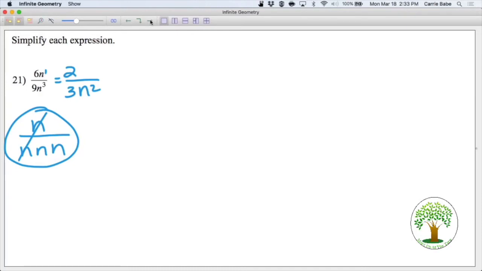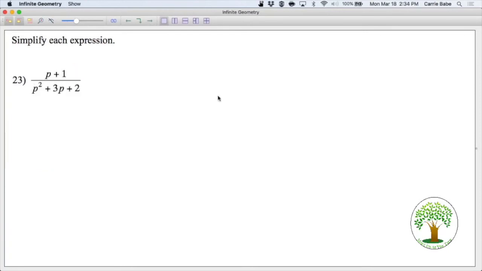Okay, right. Let's go on to number 23. Does anything cancel? Be really careful. The P and the P squared. No. The P and the 3P. Don't write that down. All right. The only time you can cancel in a fraction is when 2 things are multiplying together. Never, ever when they're adding and subtracting.